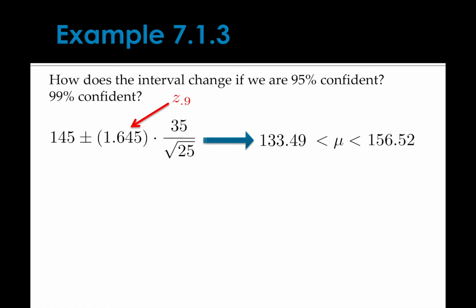So we're going to replace that z sub 0.9 with the z sub 0.95. We calculated that one together and got 1.96. So we're going to calculate the exact same interval. We just changed our level of confidence.